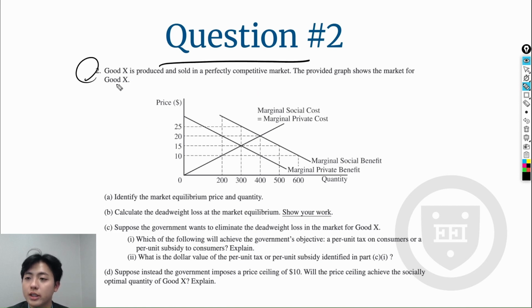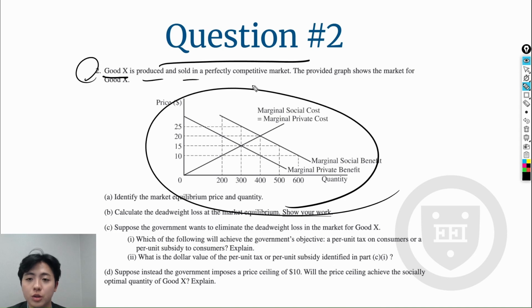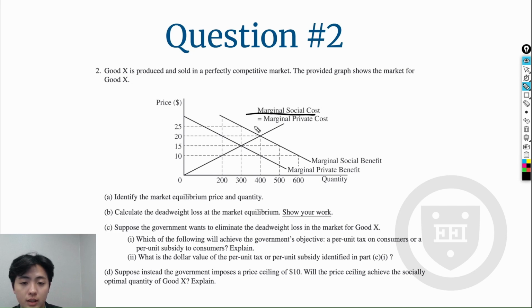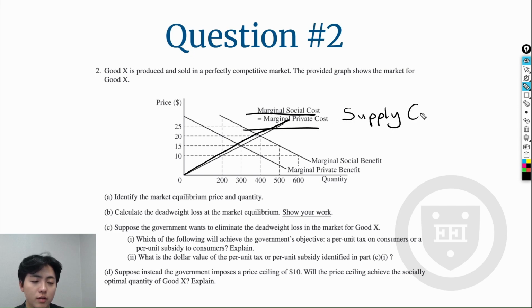The second question is usually found in your FAQs. We have a good X over here, which is produced and sold in a perfectly competitive market. Excellent. The provided graph shows a market for good X. So some things that you should know from the graph, that the MSC is equal to the MPC. That's the first observation that you need to make. So there is an upward slanting supply curve, which is the first thing that you should know.